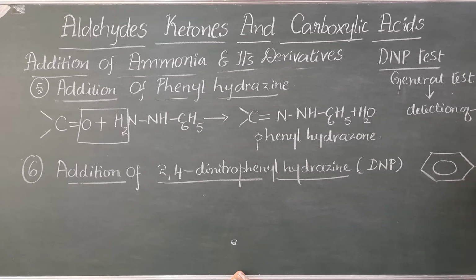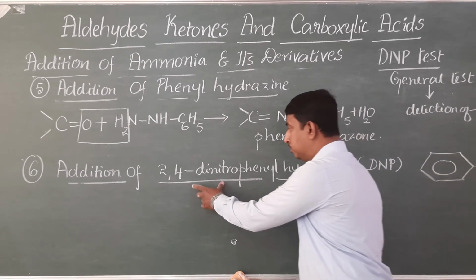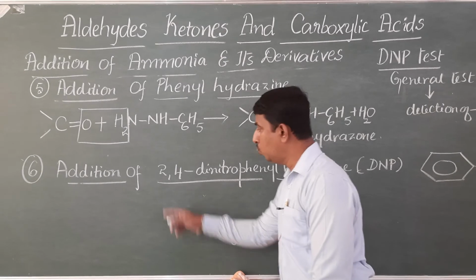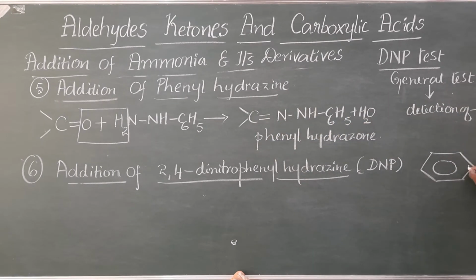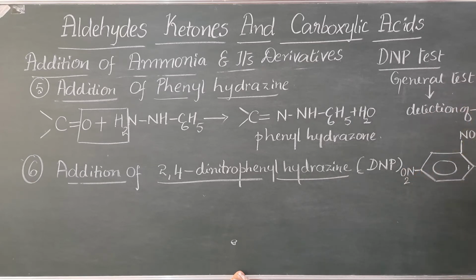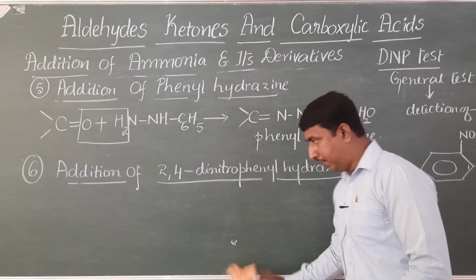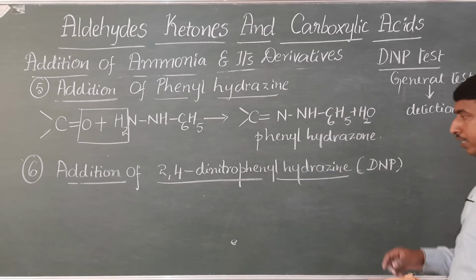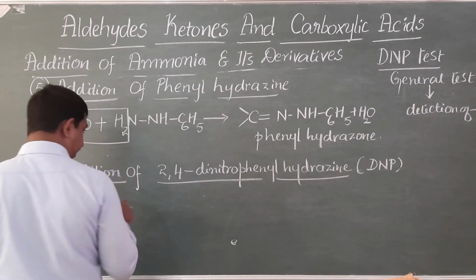C6H5NH2. We have to introduce two substituent groups at carbon number 2 and carbon number 4. This is carbon number 1 because it contains a functional group. Second position, here I have to write NO2. Third one. Fourth position, again NO2. Now this is 2,4-dinitrophenylhydrazine. Without writing the benzene ring, we can't write the structure of 2,4-dinitrophenylhydrazine.